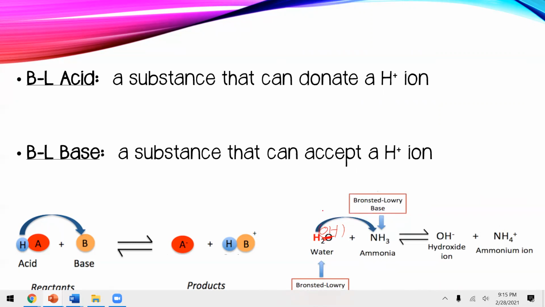So we're giving one H to ammonia. So now it's NH4 positive because it accepted an H. And that only leaves this OH left, which is a minus sign. So this is specifically when you have an acid plus a base, but the acid or base does not have to be water. It can be whatever it wants to be.